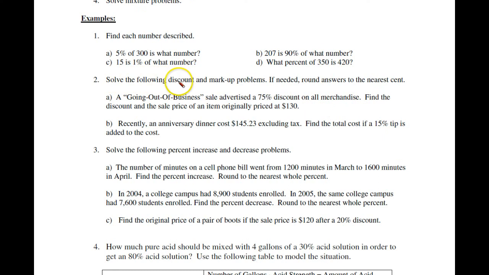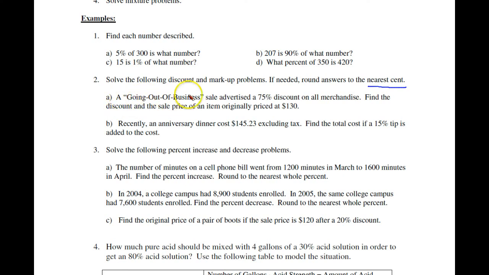Solve the following discount or markup problems. If needed, round answers to the nearest cent. Okay. Now, there is a recipe in doing discount and markups, but let's just look at what they say here, and perhaps we can give it as we go along.